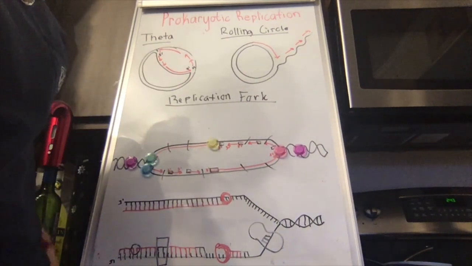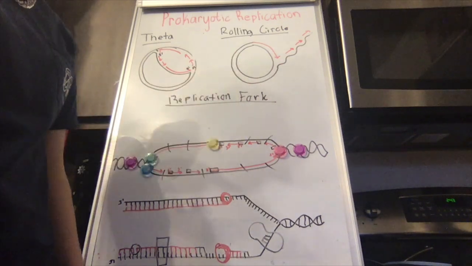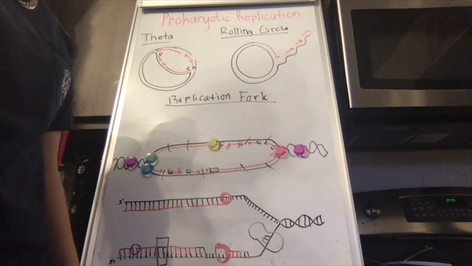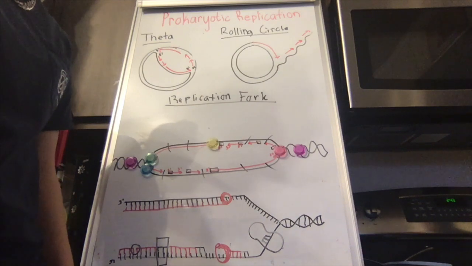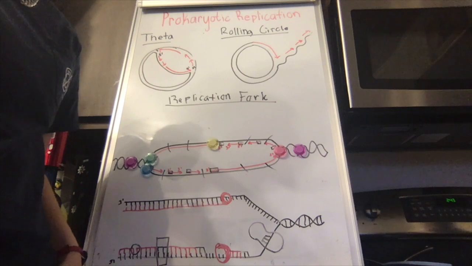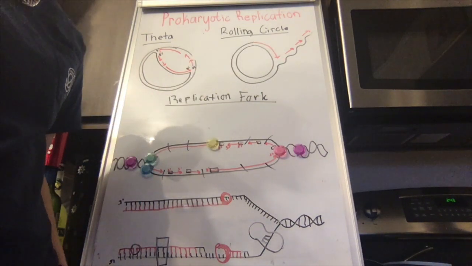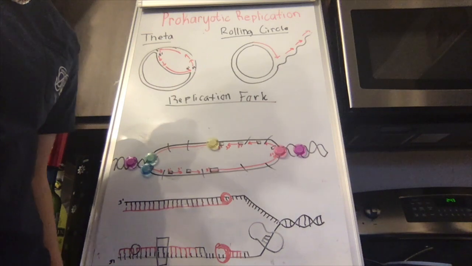Theta replication results in two circular molecules, whereas rolling circle replication results in many circular molecules. So let's take a look at how it does that. The replication fork continues around the circle many times, producing many strands when they are cleaved here. These strands are then used as templates to synthesize many more circular DNA molecules.